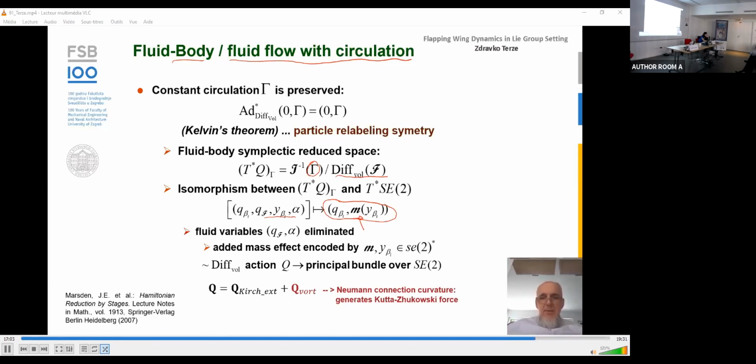It can be shown that the manifold of the coupled problem is a principal bundle over the group of rigid body motion, and a Neumann connection can be established whose curvature generates the Kutta-Zhukovsky force that should be included as an additional force in our dynamical model.